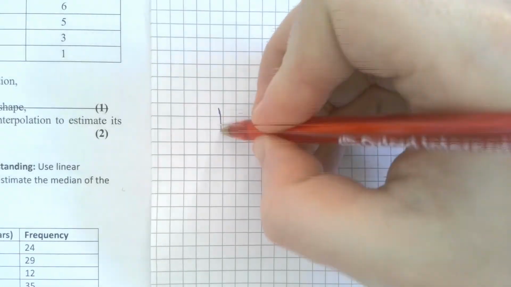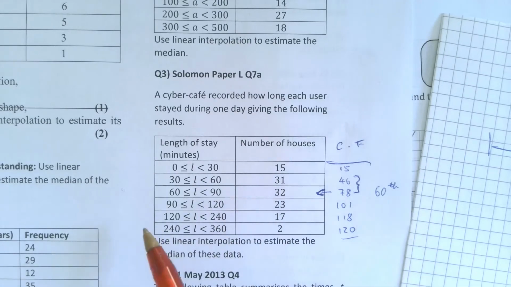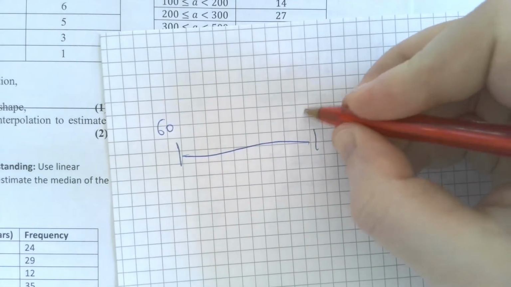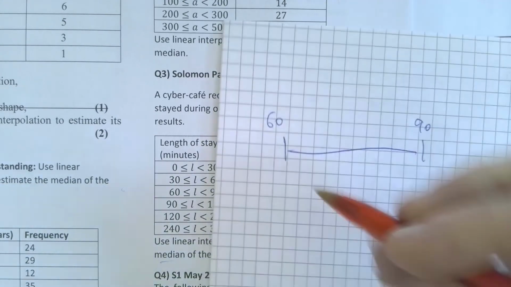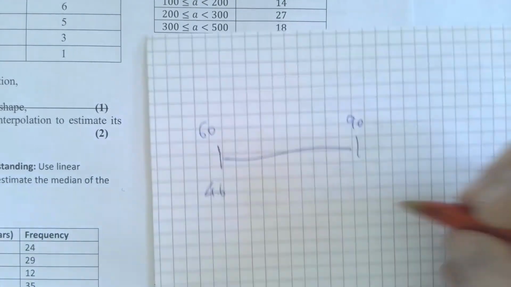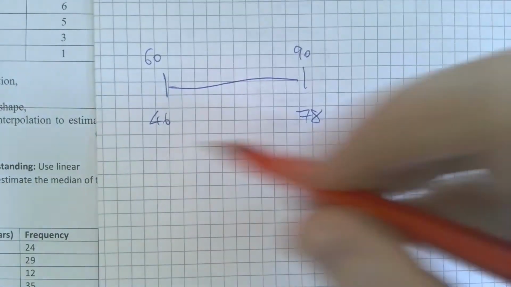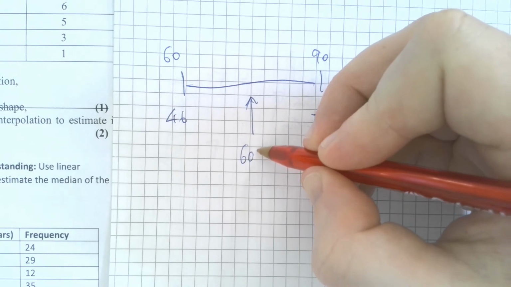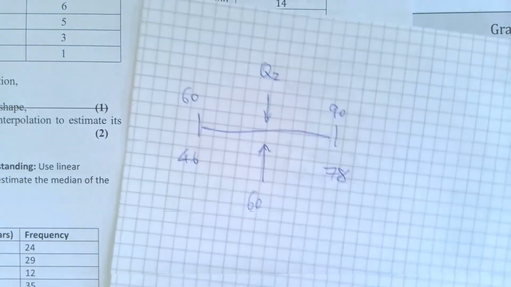And then once we've done that, we're going to set up our number line. That's right. Oh, that was meant to be a straight line, never mind. So the length of stay in minutes is going to be between 60 and 90. And the cumulative frequency is going to be between 46 and 78. Okay, now we know between 46 and 78, the 60th value is going to lie proportionally. It's, I don't know, about that much. And the value of our median, Q2, is the value that we're trying to find.